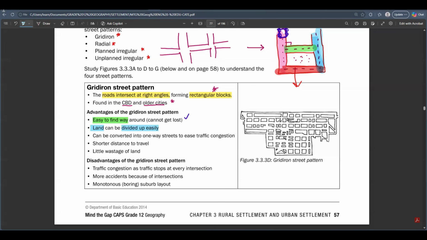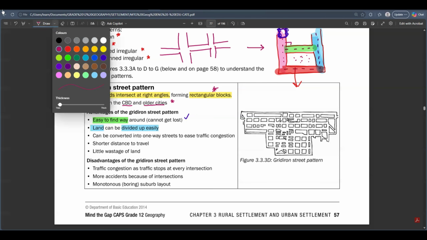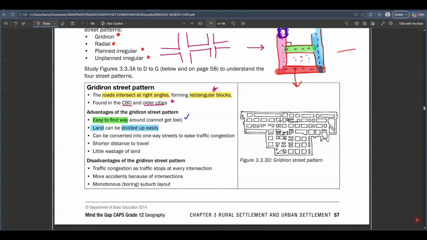The way the roads are arranged, it's not easy to divide the land because you are not sure how much land you need to build that. But if you have got a grid iron street pattern, you are sure how many roads you need. For example, the one that I just drew for you right now, I know that I've got 4 roads in total in this street pattern.